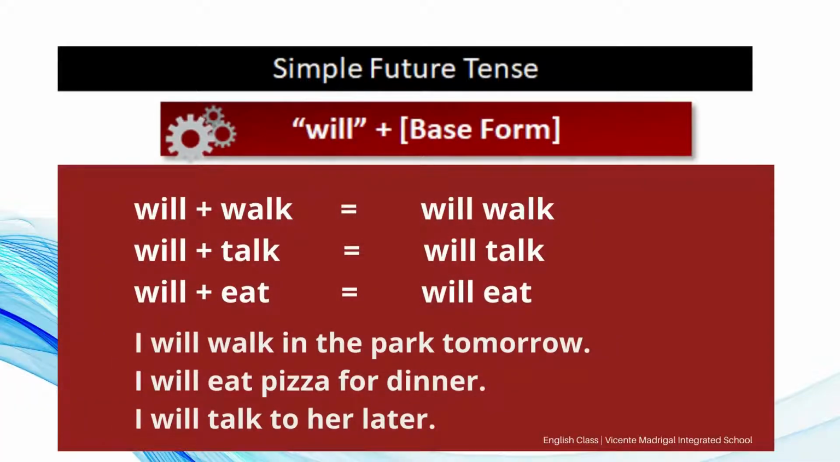Simple future tense talks about things that haven't happened yet. It is formed using will plus the base form of the verb to express an action that will happen in the future. Here are the examples. Will plus walk, will walk. Will plus talk, will talk. Will plus eat, will eat.